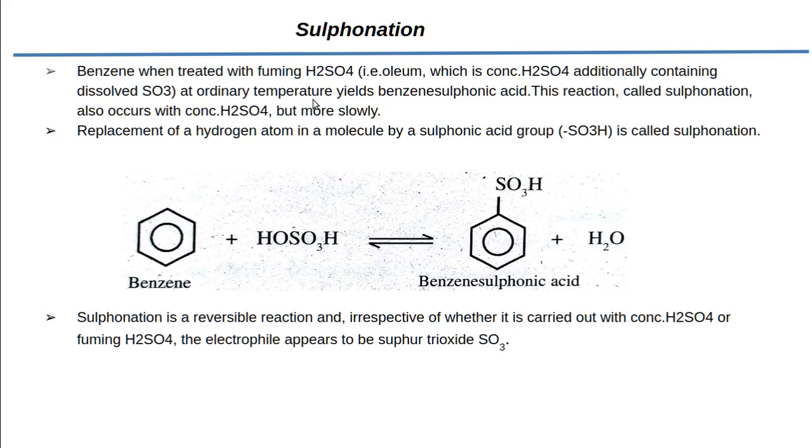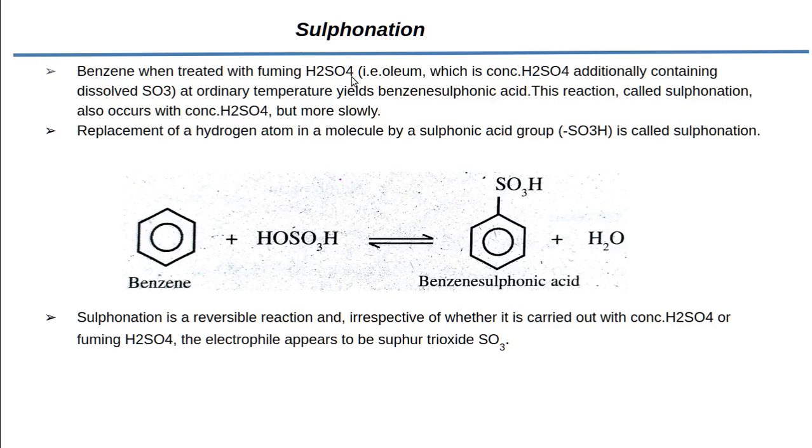At ordinary temperature it yields benzene sulfonic acid. So benzene when reacted with fuming sulfuric acid, the product is benzene sulfonic acid. This reaction is called sulfonation and also occurs with concentrated sulfuric acid but more slowly. That means this sulfonation reaction usually occurs with fuming sulfuric acid, but it can also occur with concentrated sulfuric acid, but the reaction will be very slow.